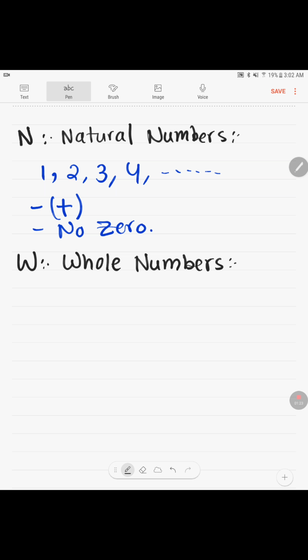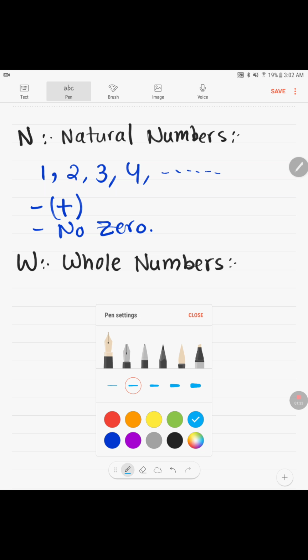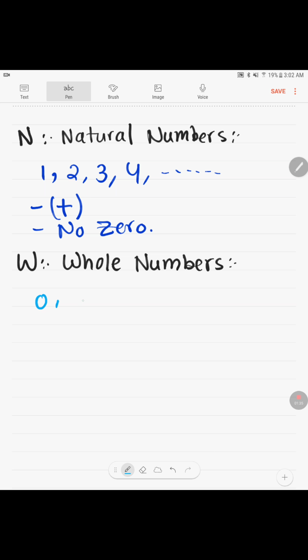So whole numbers would be the same as natural numbers, but with the inclusion of zero. So 0 is included with whole numbers. We have 0, 1, 2, 3, 4, and so on. So the difference between whole numbers and natural numbers is that 0.